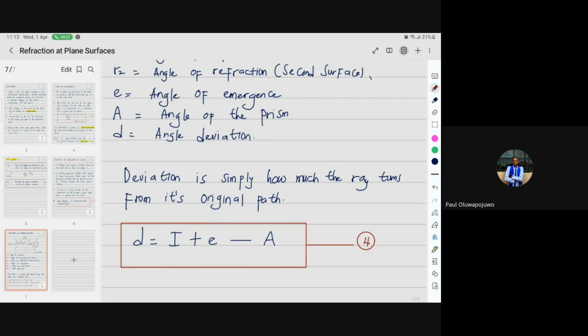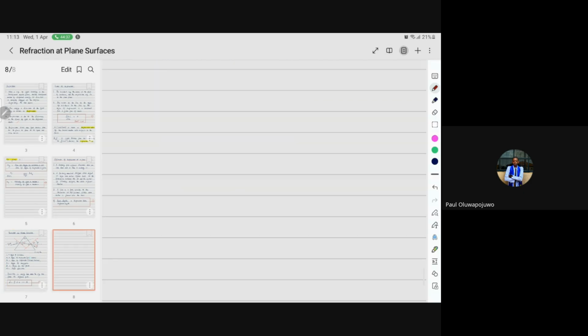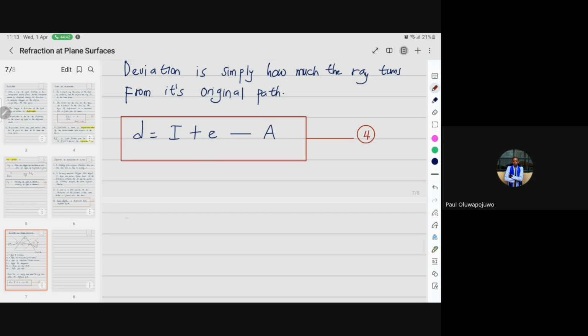So in the diagram, we have D1 and D2. How do we put that into this formula? Let's say they ask us to find, is it the total deviation we find? Yes, D. It's not by, it's D1 plus D2.